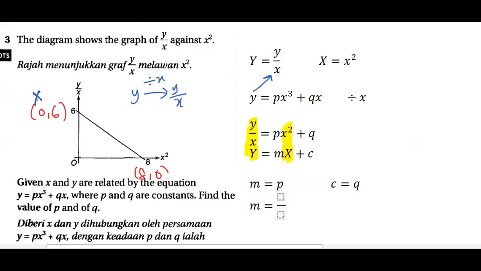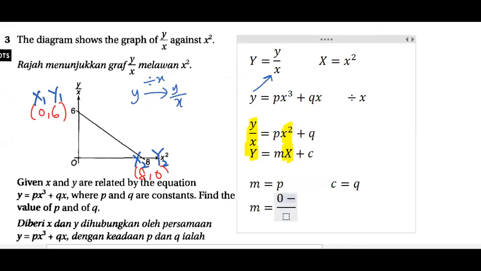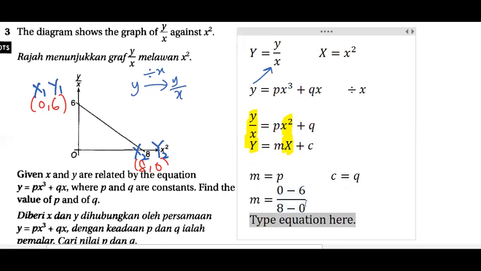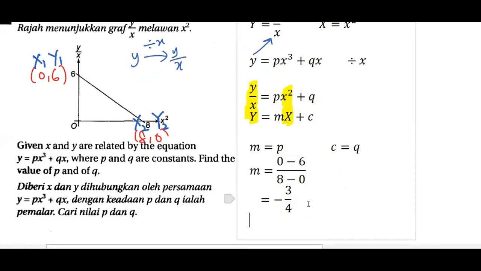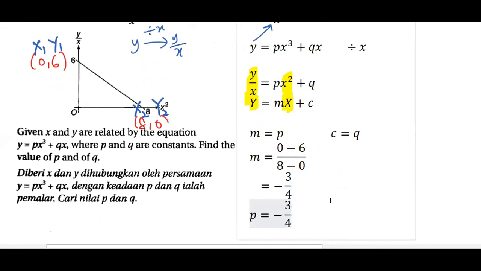Okay, so ini X1, Y1, X2, Y2. Okay, kita guna formula. Y2 minus Y1, X2 minus X1. So what is my M? Negative 6 per 8, so negative 3 per 4. So this is whose value? Ini nilai siapa? P. Yes. Then, just now your friend told already, Q is what? C is 6, correct? C 6, so C is Q, Q is C. So Q is 6.